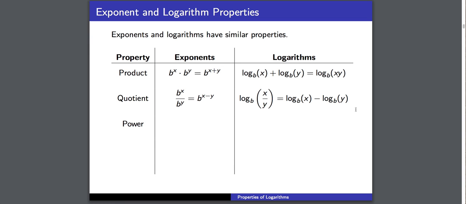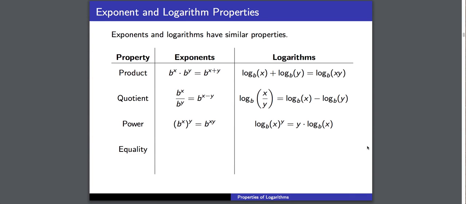With the power property, for exponents, if we raise our exponential expression to a power, we multiply our exponents. So b to the x, that expression being raised to the y power, equals b to the x times y. With logarithms, log base b of x to the y power, we bring down our power and multiply it by the logarithm. So we bring this y power down in front and multiply, and we get y times log base b of x.